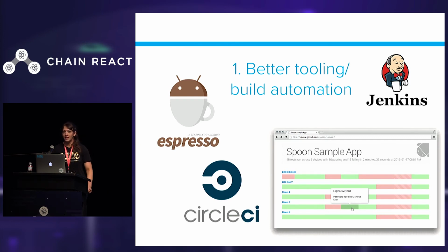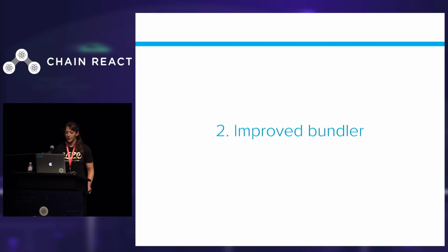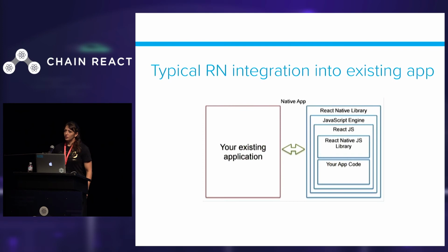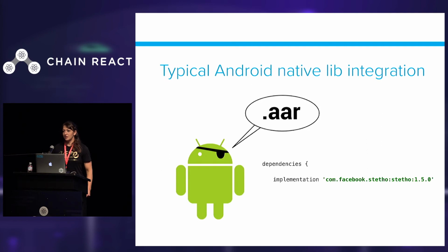So better tooling in React Native would be a huge reason why I would introduce it again. The other aspect that I haven't heard discussed that much is an improved bundler. And I wondered, is there an engineering pattern that we could use to eliminate these tooling problems? So when you integrate React Native into an existing native app, it's a little complicated, it's not exactly straightforward, but it's pretty well documented and you can do it. But it's nowhere near as easy as integrating a native library into a native app.